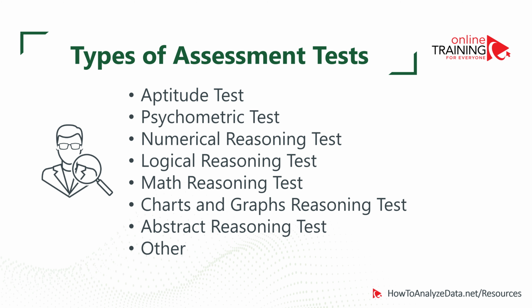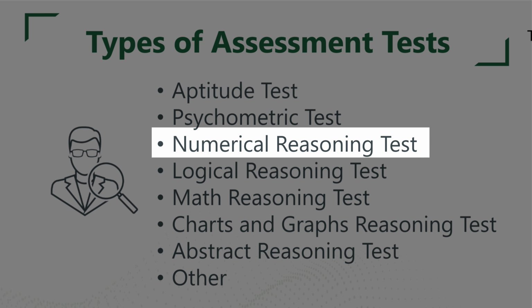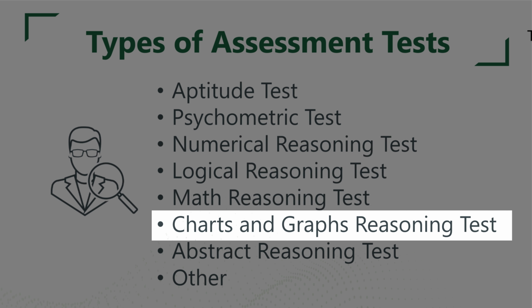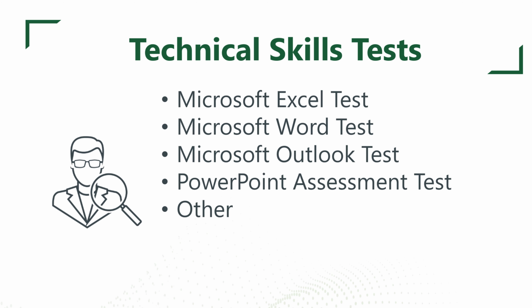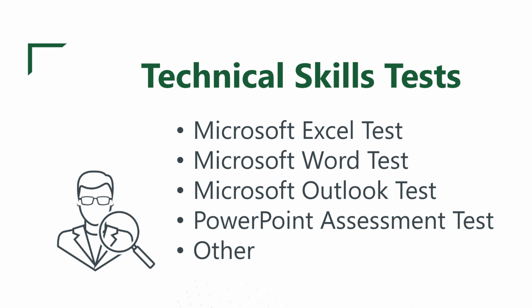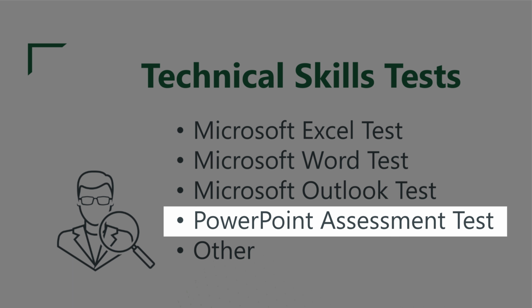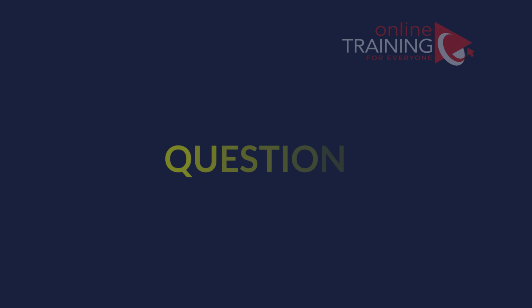There are different types of assessment tests that you might see as part of the hiring process. Let's take a look at the most common options that you might encounter. Most common tests that you see as part of the hiring process are aptitude test, psychometric test, numerical reasoning test, logical reasoning test, math reasoning test, charts and graphs reasoning test, abstract reasoning test, and a lot of others. Sometimes companies also would like to test your technical knowledge based on the job that you're applying for. You might encounter Microsoft Excel test, Microsoft Word test, Outlook, PowerPoint, and a lot of other different tests that might be required for you to succeed on your job.